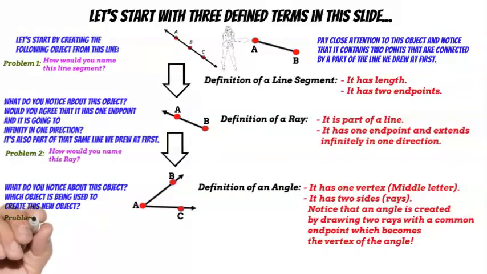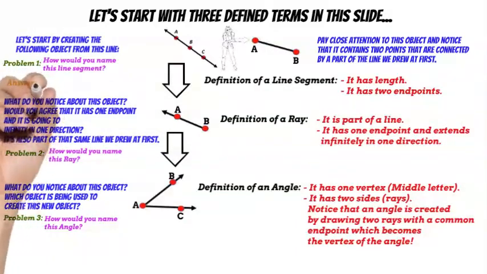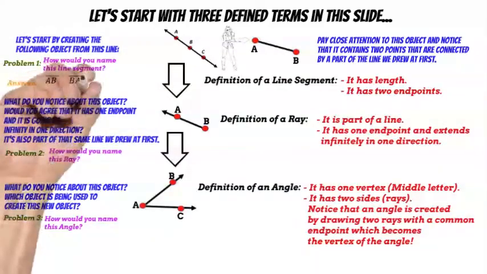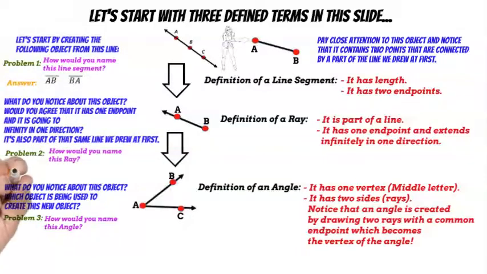And now let's go back and answer each one of these 3 questions. So the first one is, how would you name this line segment? The answer to this question is, you can name this line segment as segment AB. You can use that symbol above the 2 letters. That means that it's a segment. You can also name this segment BA. And problem number 2, how would you name this ray? This ray we name ray BA. We can't name it AB, okay?